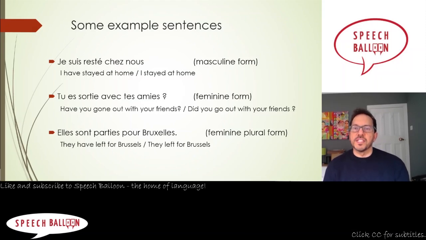A few more example sentences. Je suis resté chez nous. I've stayed at home, or I stayed at home, masculine form. Tu es sorti avec tes copines? Have you gone out, or did you go out with your friends? Feminine form. Ils sont partis pour Bruxelles. They've left for Brussels. Or they left for Brussels, feminine plural form.